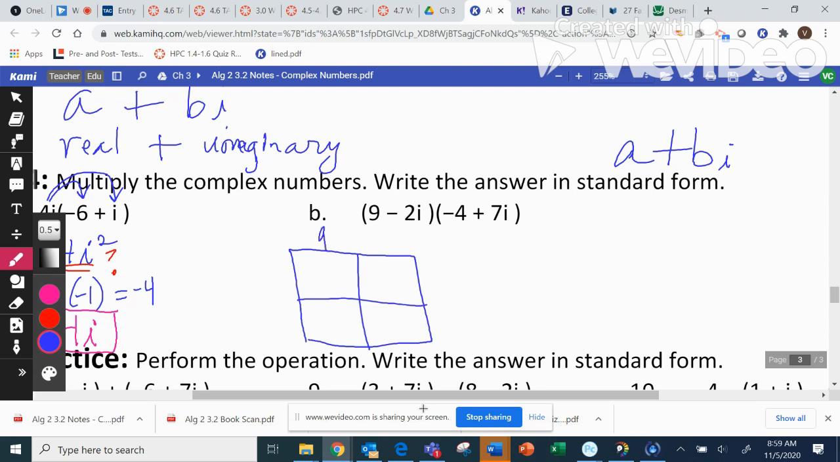I would have 9 minus 2i and -4 plus 7i. So in my first rectangle, I would have 9 times -4, -36. Then this rectangle over here, I'd have -2i times -4, so positive 8i. Down in this rectangle, 7i times 9 is 63i. And then in the last one, I'd have -14i to the second power.